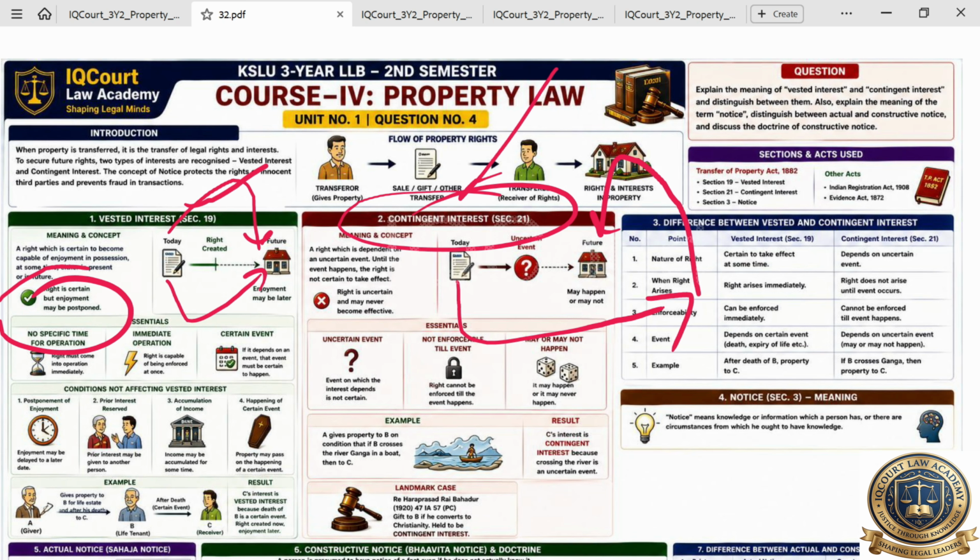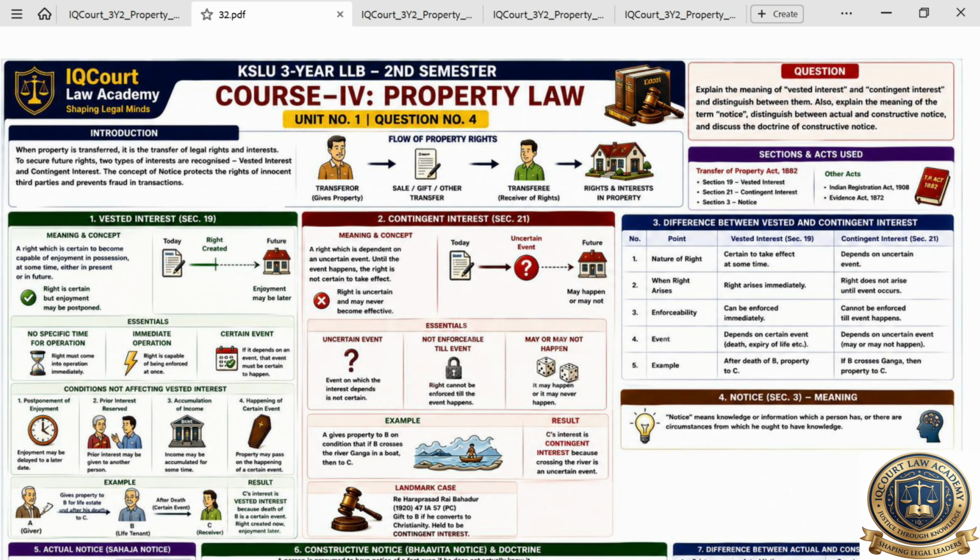This is what we call contingent interest. Section 21. It is an uncertain event, whether you will marry or not, we don't know. Such a transfer we call contingent interest. The transfer may happen, may not happen. In the vested case, they will definitely get the rights. Here they may get, they may not get. Enjoyment can be postponed, but here it is full of uncertainty.